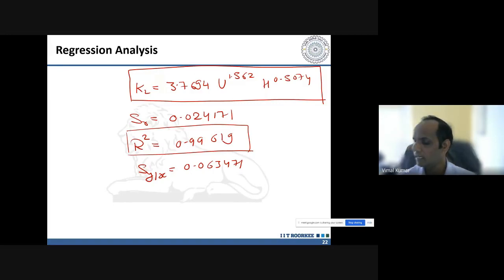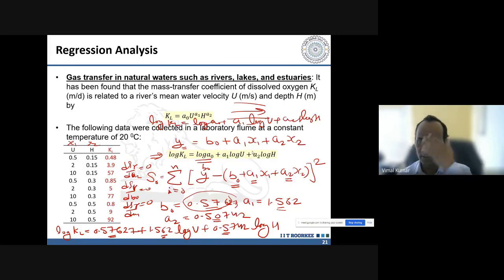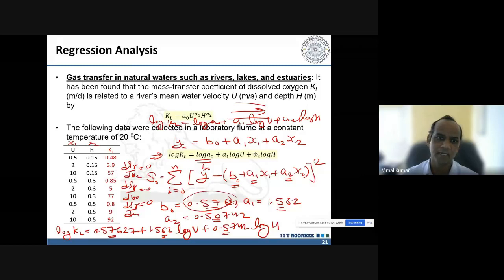R square is 0.99619. I told you, R square close to 1 is what is desirable in any fitting, in any linear regression fitting. We obtained R square equal to 0.99619. So this way we can apply this linear regression analysis to any particular data points.